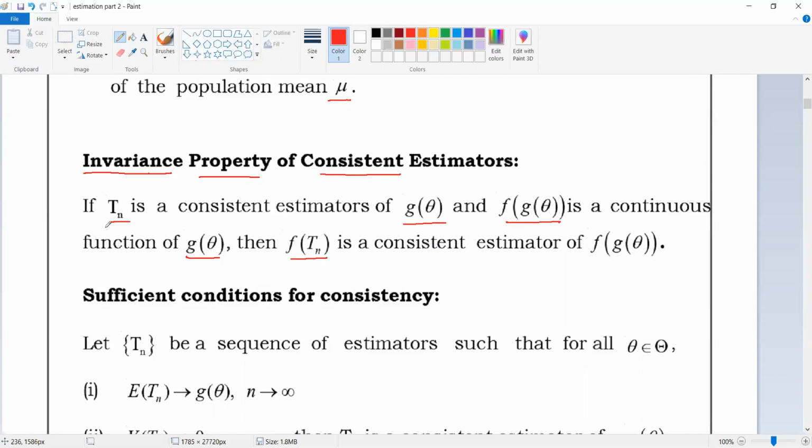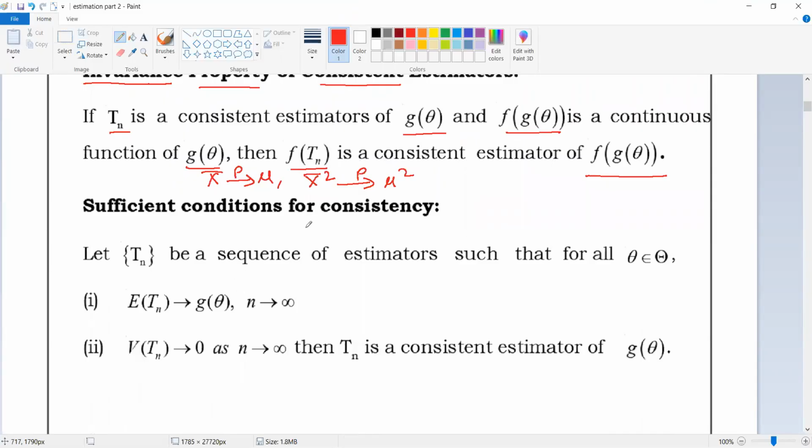For example, x bar is a consistent estimator, it converges in probability to mu. So by using this property, x bar square, a function of x bar, is a continuous function and converges in probability to mu square. It's a very, very powerful property, the invariance property. f of T is a consistent estimator of f of g of theta. It's a very, very important property.